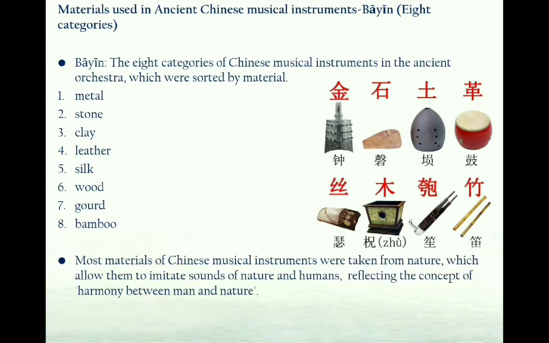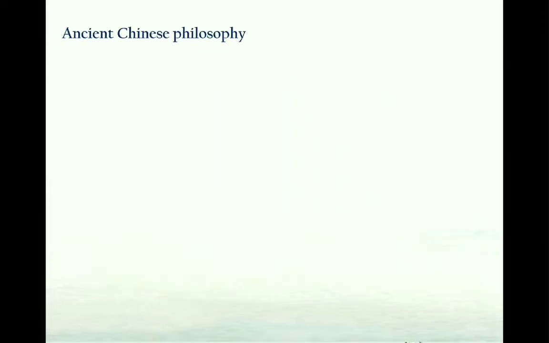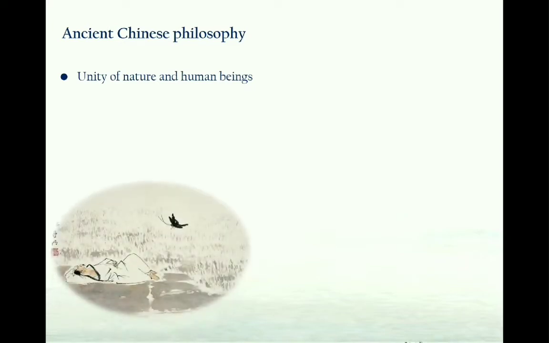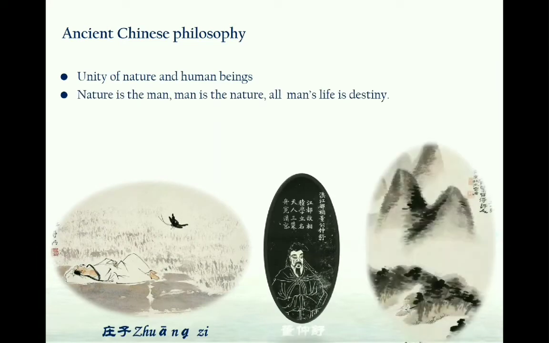Most materials of Chinese musical instruments were taken from nature, which allowed them to imitate sounds of nature and humans, reflecting the concept of a harmony between man and nature. One of the ancient Chinese philosophies is the unity of nature and human beings. Nature is the man, man is the nature. All man's life is destiny.